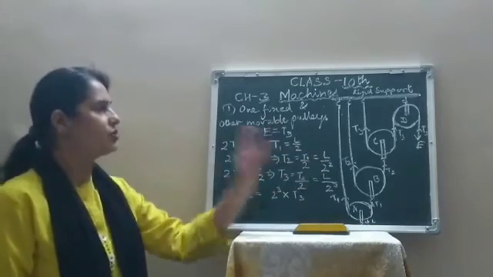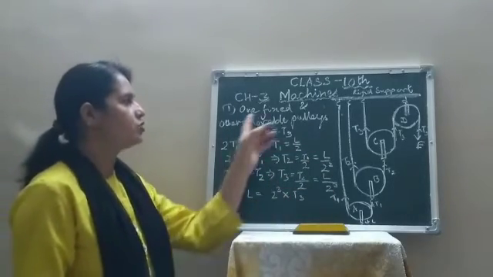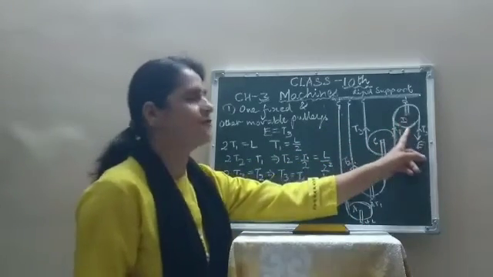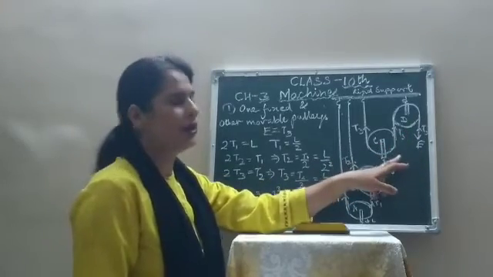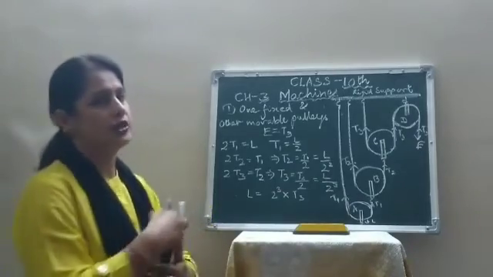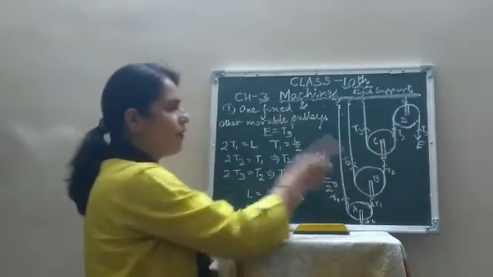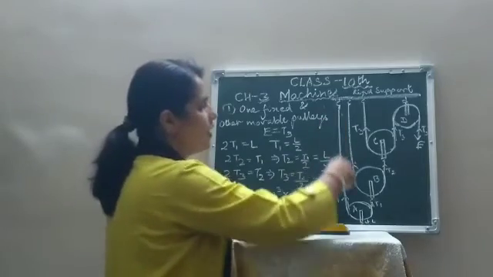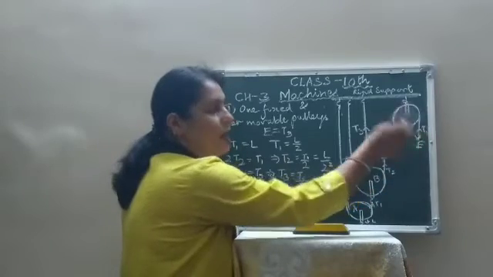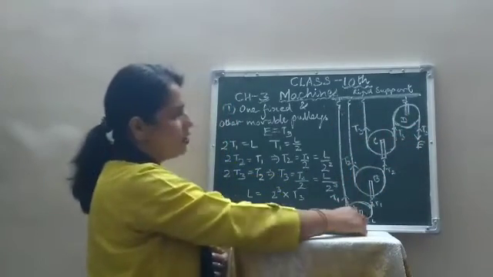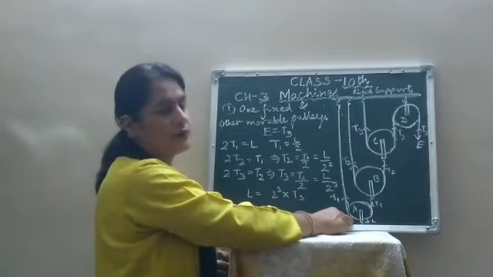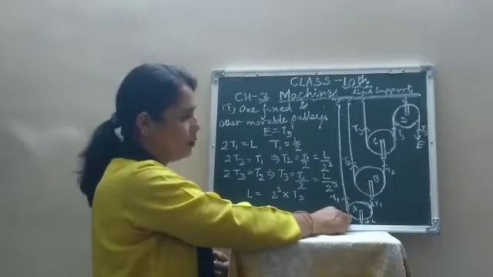This diagram shows the first combination, in which we use one fixed pulley and the other movable pulleys. This is the single fixed pulley. This is a single movable pulley, this is also a single movable pulley, and this is also a single movable pulley. So here we are using one single fixed pulley and three movable pulleys. They are all attached with strings. The effort is applied at one end over the single fixed pulley, and the load is attached to the lower end of one movable pulley.